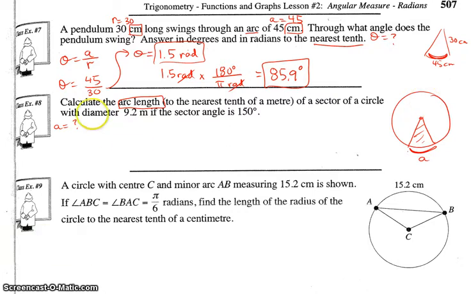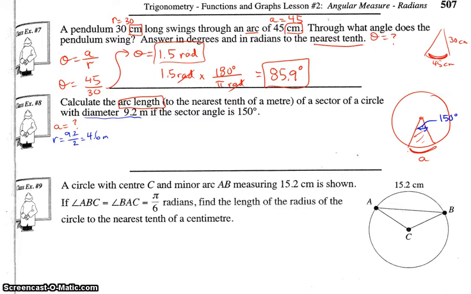Okay, so first of all, diameter. Wrong. We don't want diameter. What do we want? We want radius. So if we go 9.2 divided by 2, we'll get our radius of 4.6 meters. Okay, sector angle, 150 degrees. Okay, so this angle here is 150 degrees.